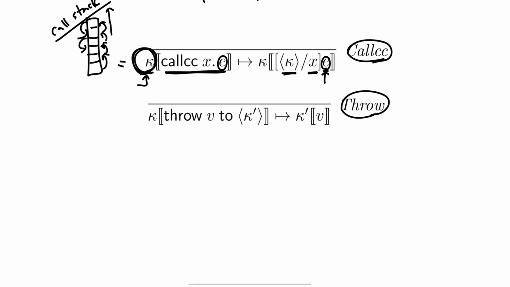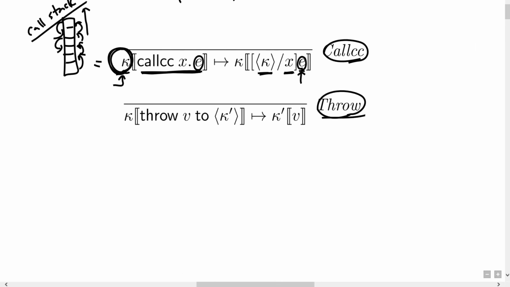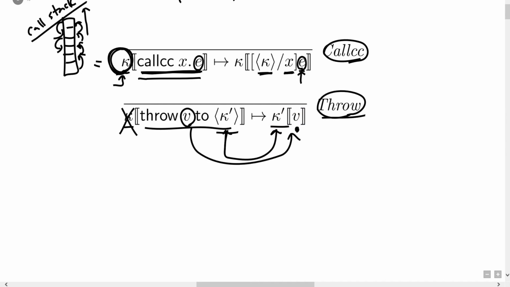And what about the throw? In the case of a throw, the current evaluation context is kappa, and we have this evaluation context kappa prime, which was captured in the previous call CC. And then what happens is we just ignore the current evaluation context kappa and restore the previous evaluation context kappa prime and fill the hole with a value v. So that's what happens when we reduce the throw.